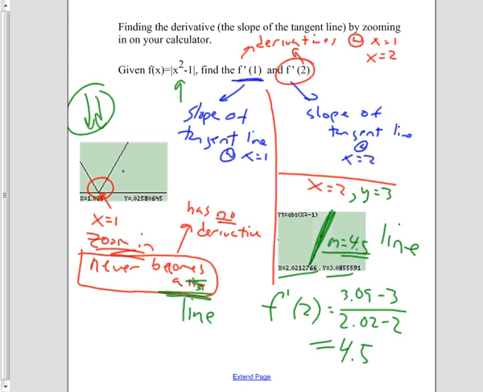We did that by zooming in on the graph until we got a straight line. Once we got a straight line, we took one point from tracing, and then the other point just from looking at a point when x equals 2 and evaluating the function. With these two points, we were just finding the slope, because the derivative is just the slope.